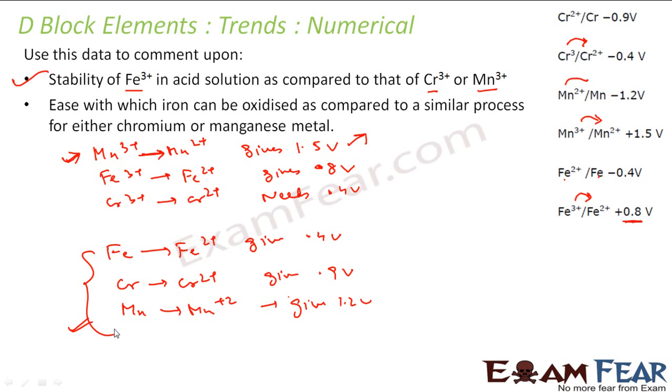Okay, so the ability to get oxidized is highest in the case of Mn, then chromium, and then iron, right? Manganese, chromium, and iron. This is the ability to get oxidized. Okay, so we have to give the reasons for the following.